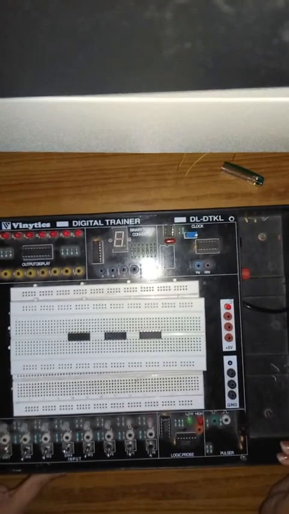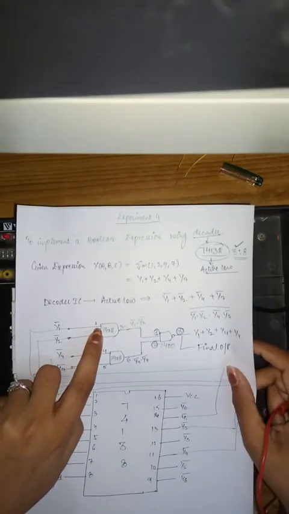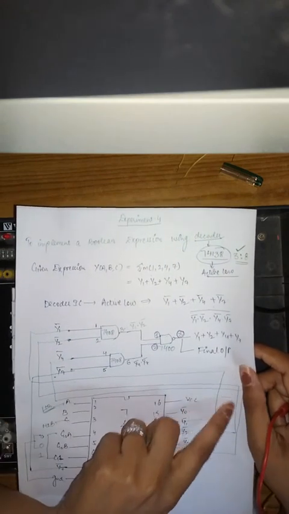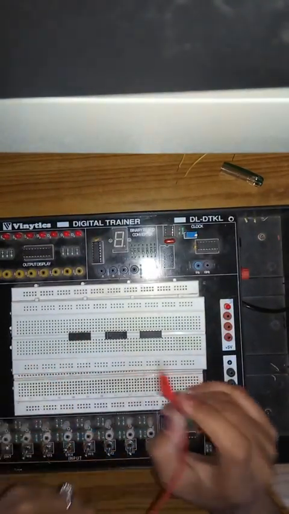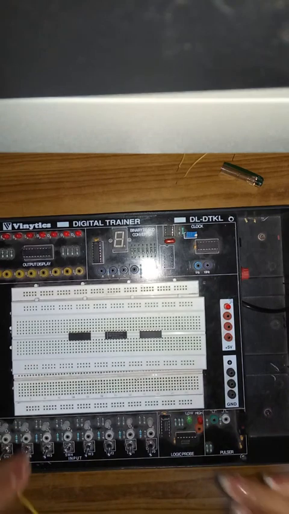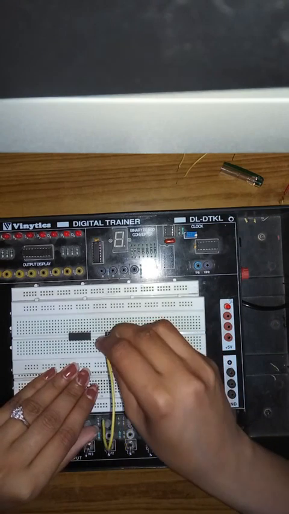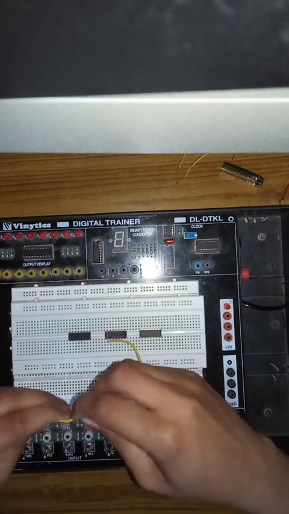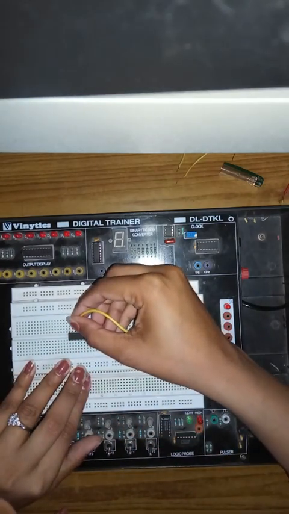Fine. Now from the circuit you can see that the first pin of the AND gate is connected to the 14th pin of the decoder IC. Here I have the AND gate IC, and here I have the decoder IC. The first pin of the AND gate is connected to the 14th pin of the decoder IC. So this is the 16th, 15th, 14th pin of the decoder IC.